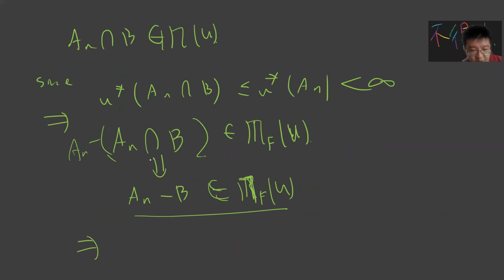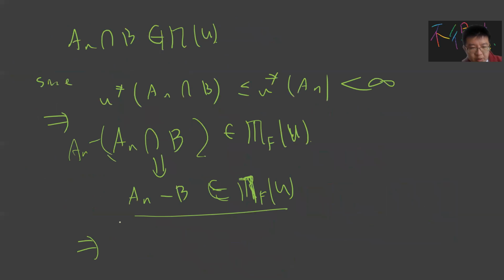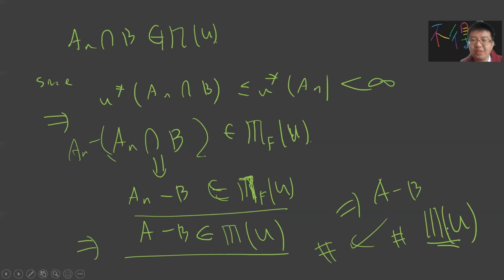Okay, so to prove that, use this union: A minus B equals the union of A_n minus B, which tells you that A minus B is a countable collection of finitely mu measurable sets, right? So it is mu measurable. So A minus B belongs to this. So that means this mu measurable set is a sigma ring.